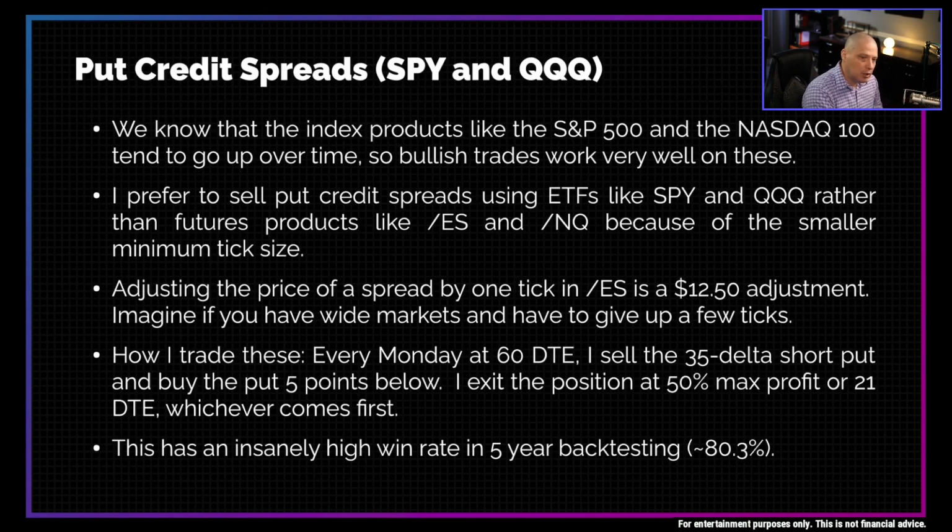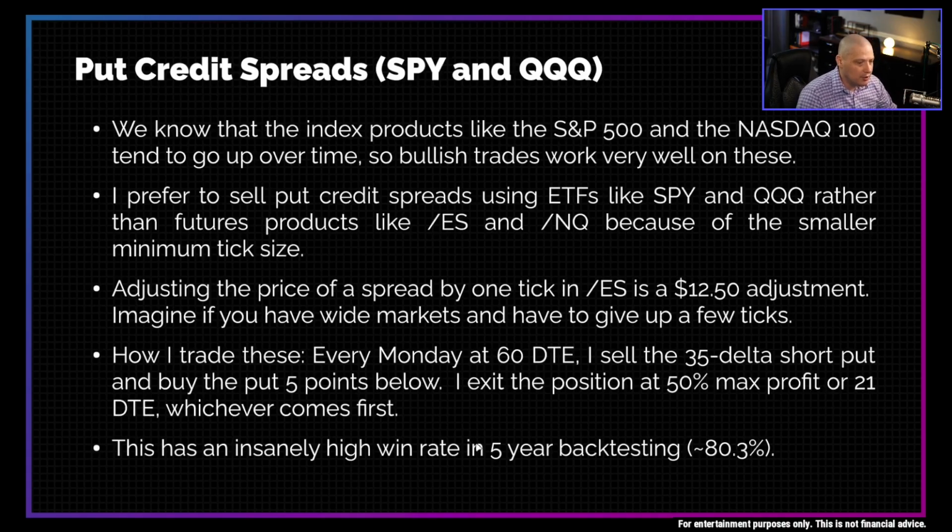So how do I trade these put credit spreads? Well, I put them on every Monday at 60 DTE. So every Monday, I go find the 60 DTE cycle in SPY and QQQ, and I sell the 35 delta short put, and then I buy the put 5 points below that to form the put credit spread. I exit the position at 50% max profit or 21 DTE, whichever one comes first.